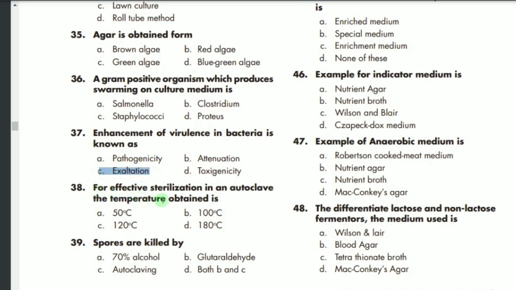For effective sterilization in an autoclave, the temperature is what? Mostly the temperature is 120 centigrade. C is the correct option. Spores can be killed at autoclaving, so C is the correct one. Yes, they are also killed using glutaraldehyde. So we can say that D is the correct option, both B and C. Okay.